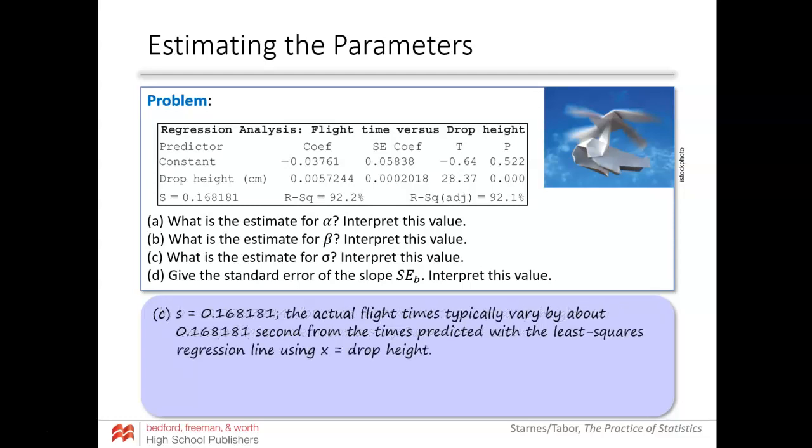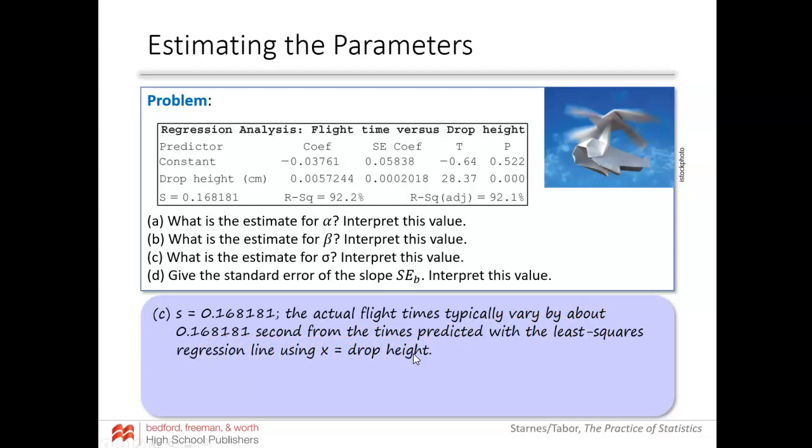All right, let's talk about S. S is what we're going to use to estimate sigma, because remember, we don't know sigma. Now, S is given to you on the Minitab output right here, and that is going to be the measure of variability. You have to stop and think about what we're measuring here. So here's the template we're going to use for interpreting S. The actual flight time typically varies, that's a standard deviation thing, by about 0.17-ish seconds from the times predicted with the least squares regression line using x equals the drop height.